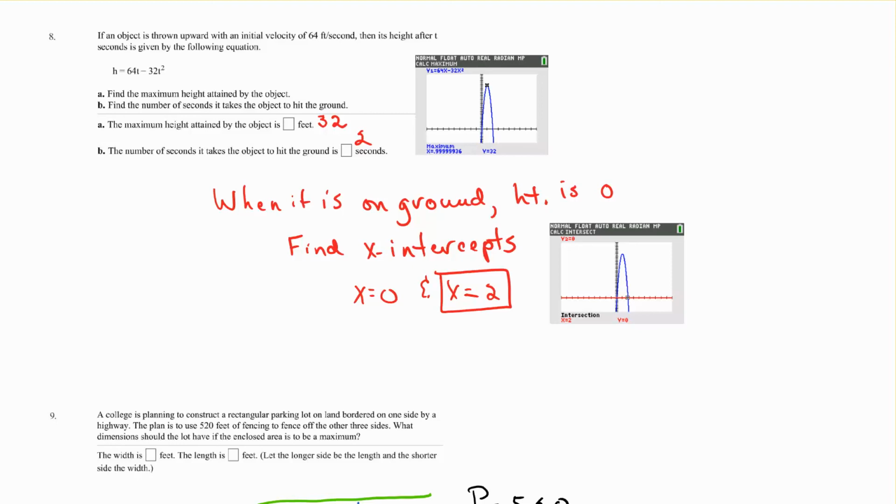All right, we have another application problem. If an object is thrown upward with an initial velocity of 64 feet per second, then its height after t seconds is given by this equation. So here's our equation, and I'm going to change it into x because we're going to put it in the calculator.